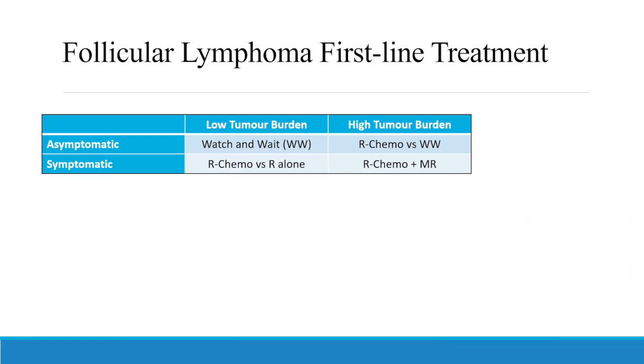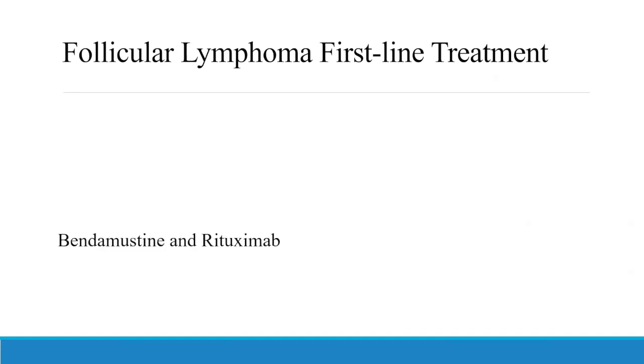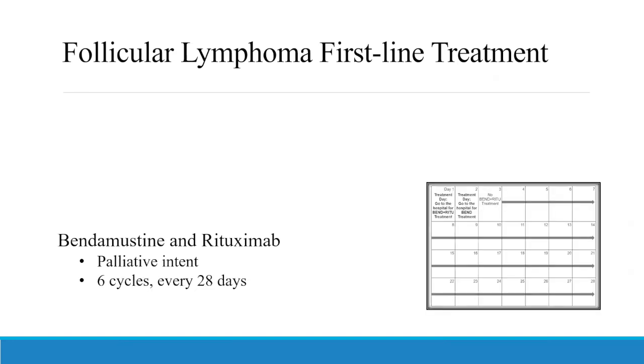And that treatment tends to be something like bendamustine and rituximab. This is a combination chemoimmunotherapy. This is a palliative intent chemotherapy, meaning that we are not looking to cure their follicular lymphoma with this. What we're trying to do is control the disease and hopefully control it for many years. This is, oh, this is a little bit small. This is administered every 28 days on consecutive days in the cancer center, and it's given for 6 cycles. This is a little calendar that we'll provide for it.